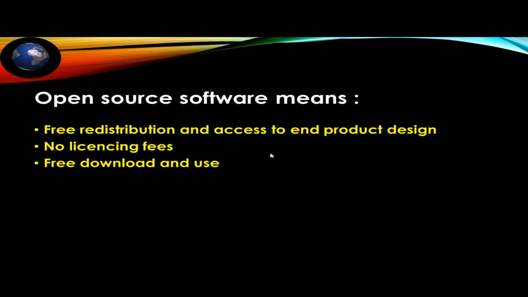Open source software generally means free redistribution and access to the end product design. No license fee should be there. Free download and use. Anyone can go to the QGIS platform, as you have installed in your system. It is freely available. You have installed it as per your Windows and you run this software. All these features are there with open source software.